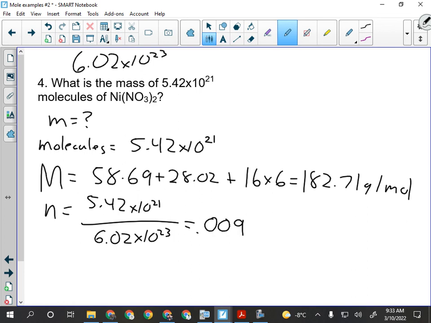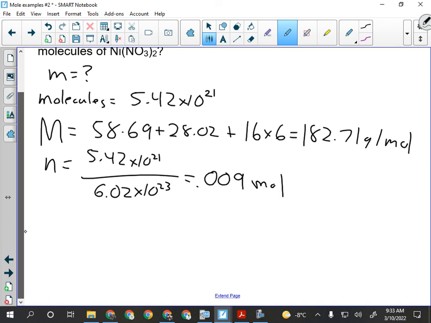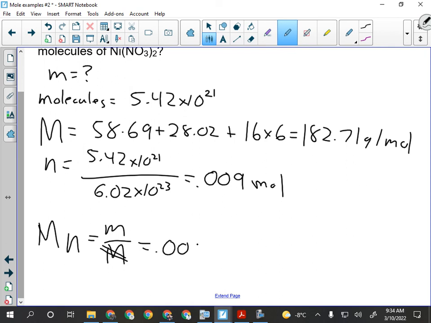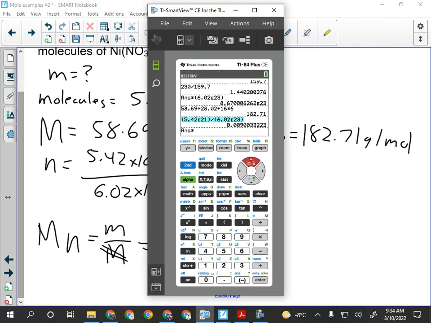Okay, I'm going to keep all those decimals, I'm just not going to write them down. All right, so 0.009 moles. And now I can calculate the mass. I'm going to take n equals little m over big M. I'm going to manipulate by moving m to the other side and take my 0.009 and multiply it by 182.71 grams per mole. And we're looking at 1.64 grams.